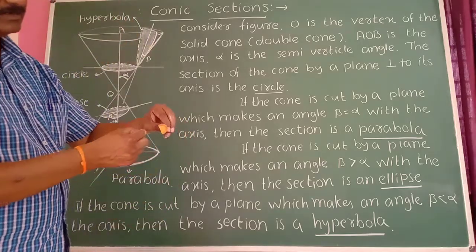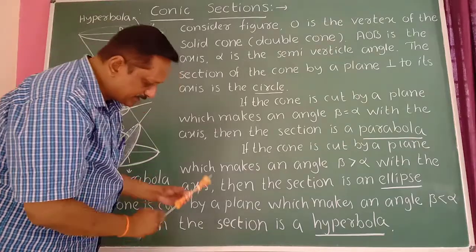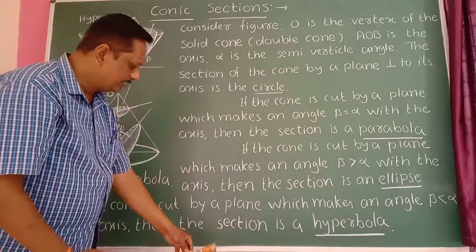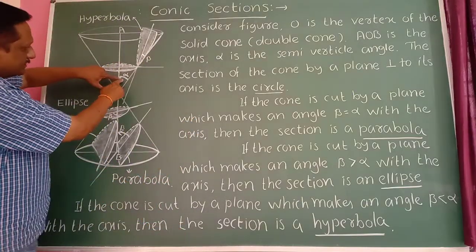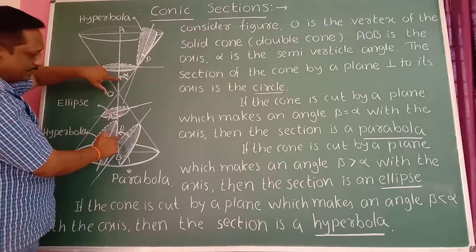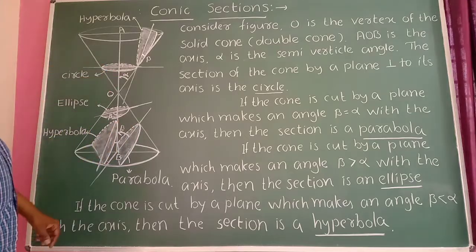So this is what? A parabola. Here as well as here also, there is a parabola. Here this angle is alpha, this angle is beta. If these two angles are equal, then there is one curve, and that curve is called a parabola.